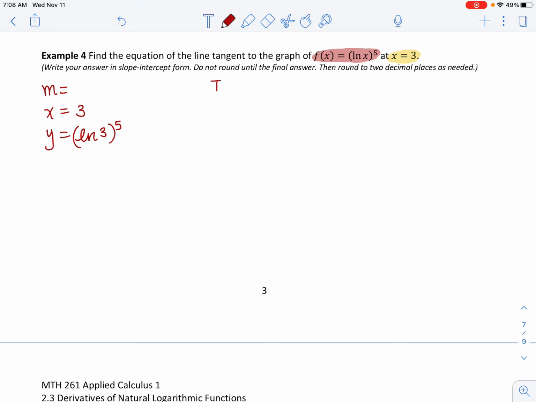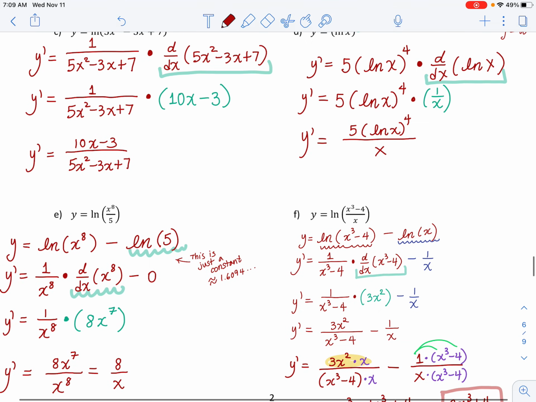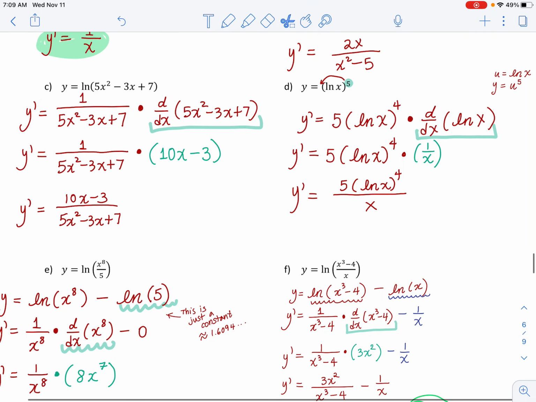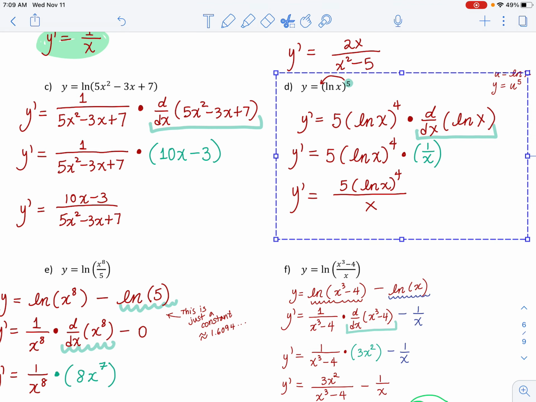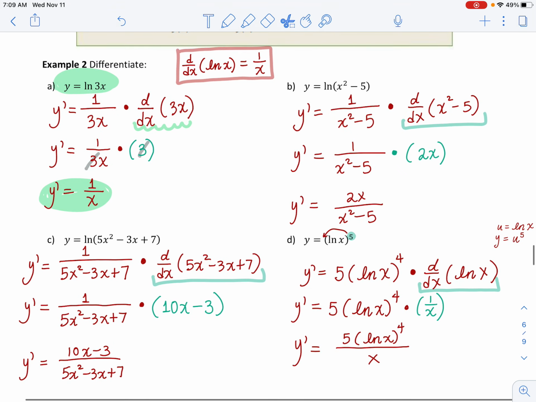To find the slope of this tangent line, what we're going to do is find f prime of x. And this is where we have to use what we learned last class. In fact, guys, I think we did this very same one. Yeah, we did. Look at that. We found the derivative of natural log of x raised to the 5th power in our example number 2, part D.